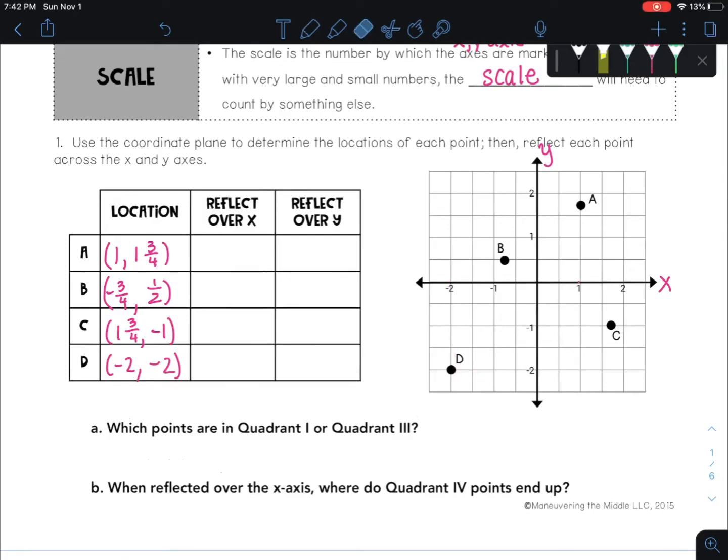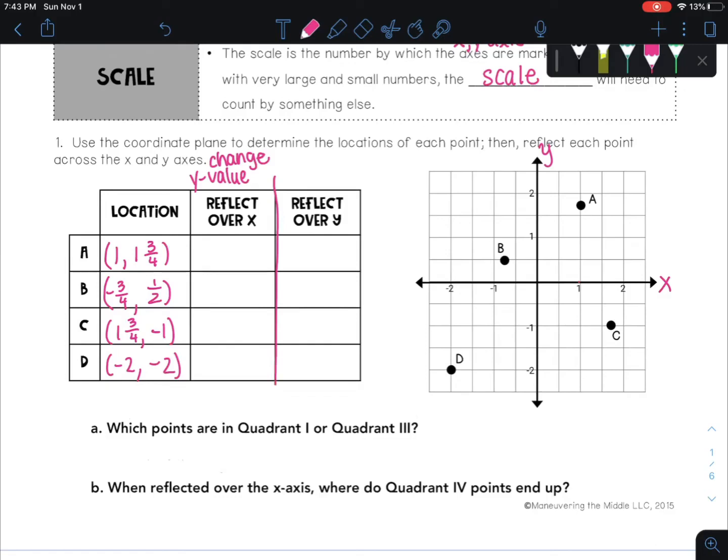Now to do our reflections, what we need to do is remember our rule that we learned in the previous lesson. So if you reflect over the x, the y value changes to its opposite.